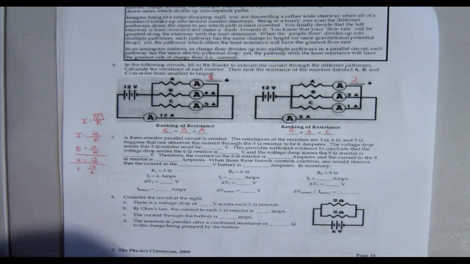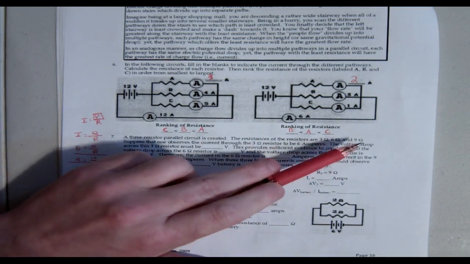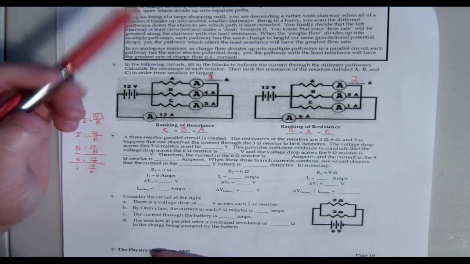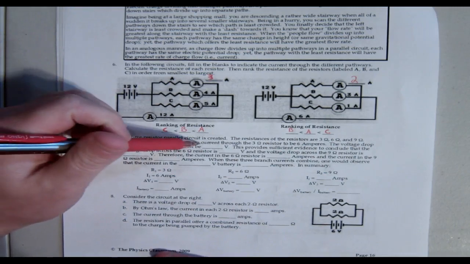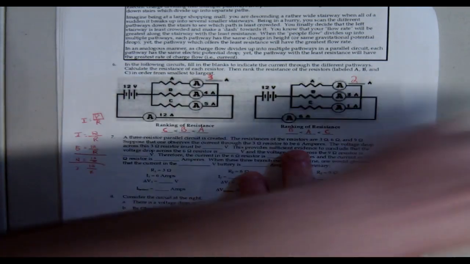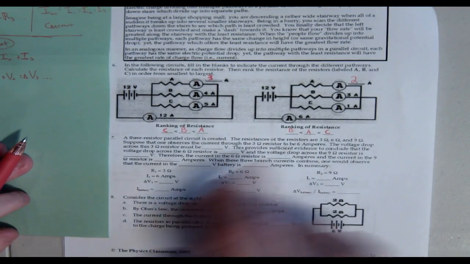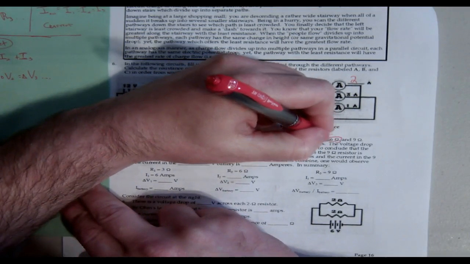No worries. All right. So a 3-resistor parallel circuit is created. The resistances of the resistors are 3, 6, and 9. Suppose that one observes the current through the 3 resistor to be 6 amps. All right, so I'm going to write on this and cover that up because it's getting confusing.